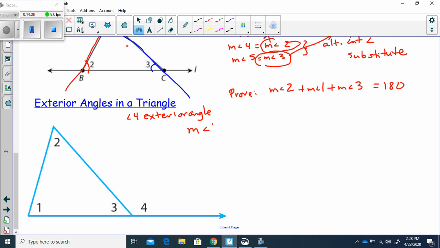The measure of angle 1 plus the measure of angle 2 plus the measure of angle 3 equals 180 degrees. How do I know that? Because those are the interior angles of a triangle, right? Interior angles of a triangle add up to 180. Look at angle 3 and 4. Don't they form a straight angle right there? Wouldn't that tell me that those two would add up to 180?